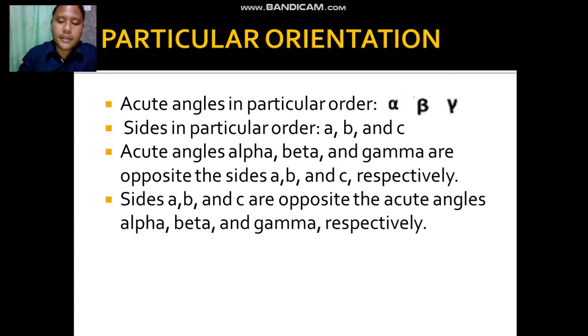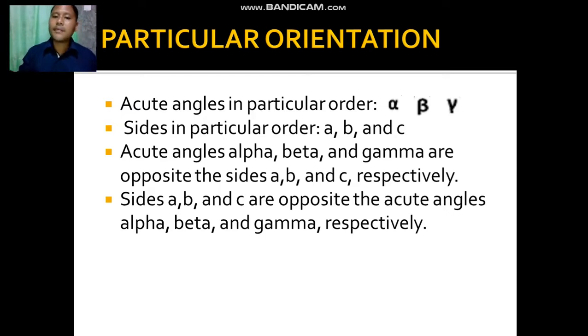Okay, as I have said earlier, the acute angles follow the exact order. Same with the sides A, B, and C. Whenever you have the acute angle alpha, its opposite must be side A. Whenever you have the acute angle beta, its opposite must be side B. Whenever you have the acute angle gamma, its opposite must be side C.